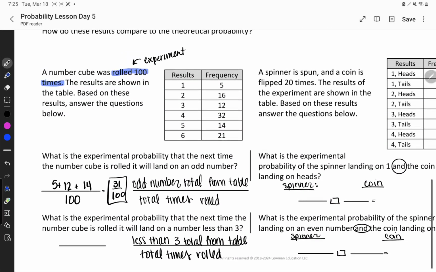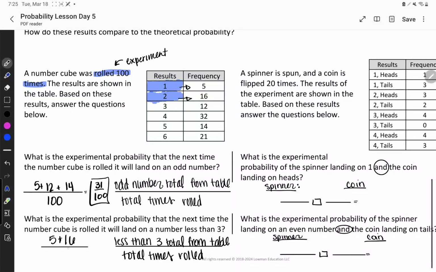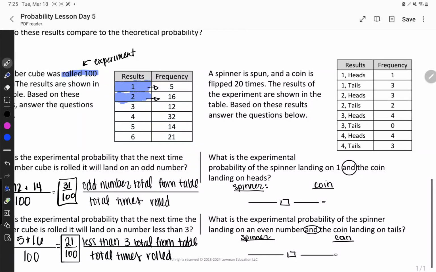Okay, the next one says, what is the experimental probability that the next time the number cube is rolled, it will land on a number that is less than 3? So I know that 2 is less than 3, and I know that 1 is less than 3. So 1 was rolled 5 times, 2 was rolled 16 times. So I would say 5 plus 16, and then I would put that over the total number of times the experiment was performed, which was 100. 5 plus 16 gives me 21 over 100.